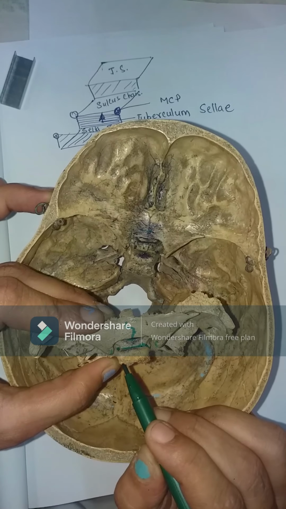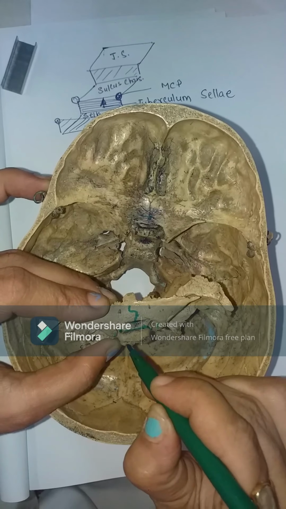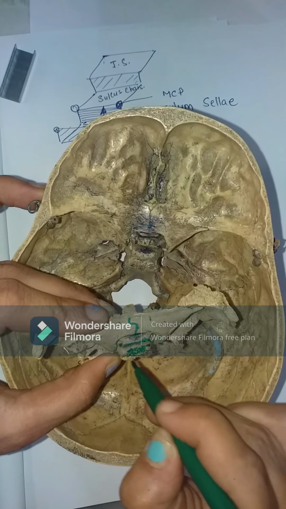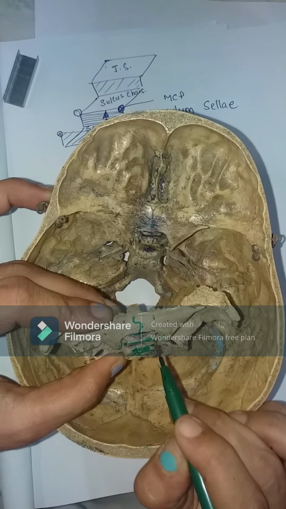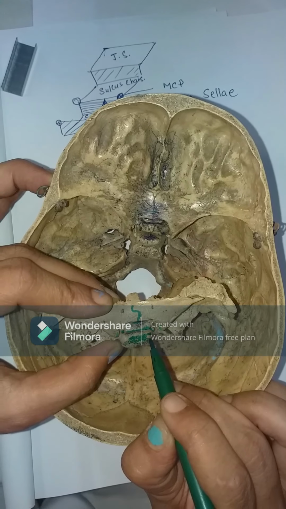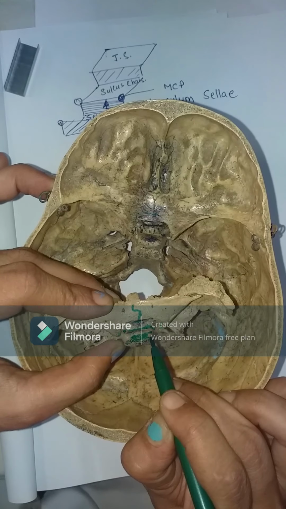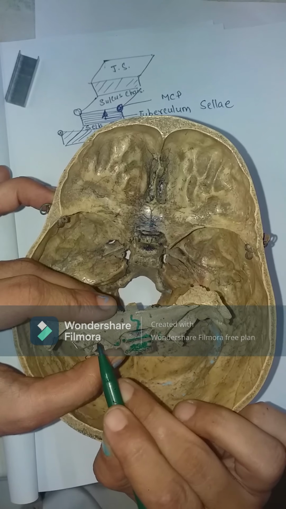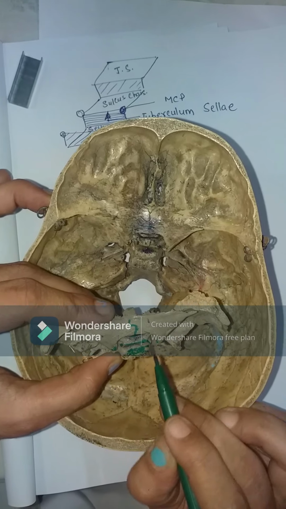What is dorsum sellae? Dorsum sellae is a square-shaped bone posterior to the sella turcica. So this raised bone here, this is the dorsum sellae. And here, these are not very clearly seen because it is eroded, but the lateral ends of the dorsum sellae are called the posterior clinoid processes, and these are the anterior clinoid processes, which are the extensions of the lesser wing of sphenoid.